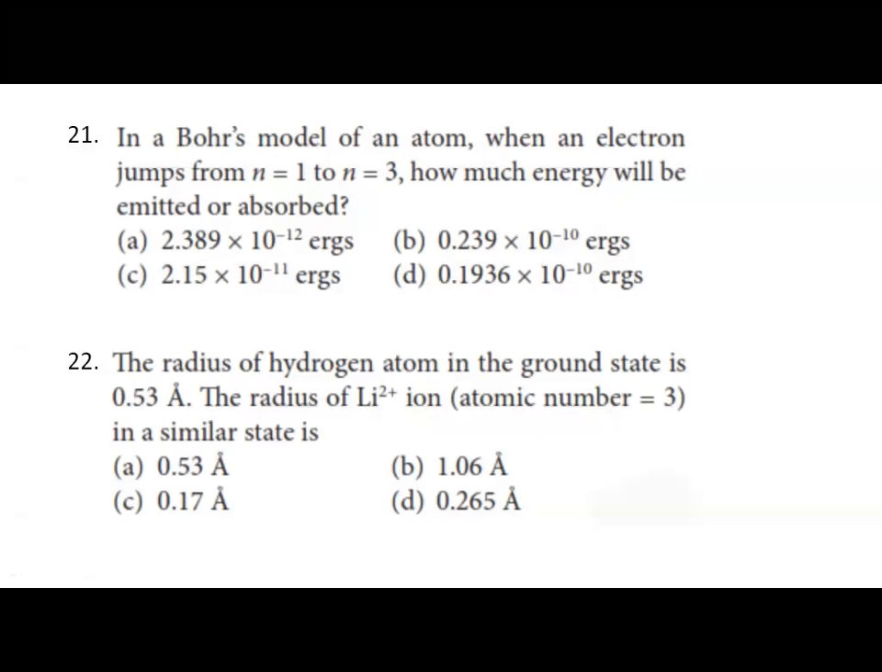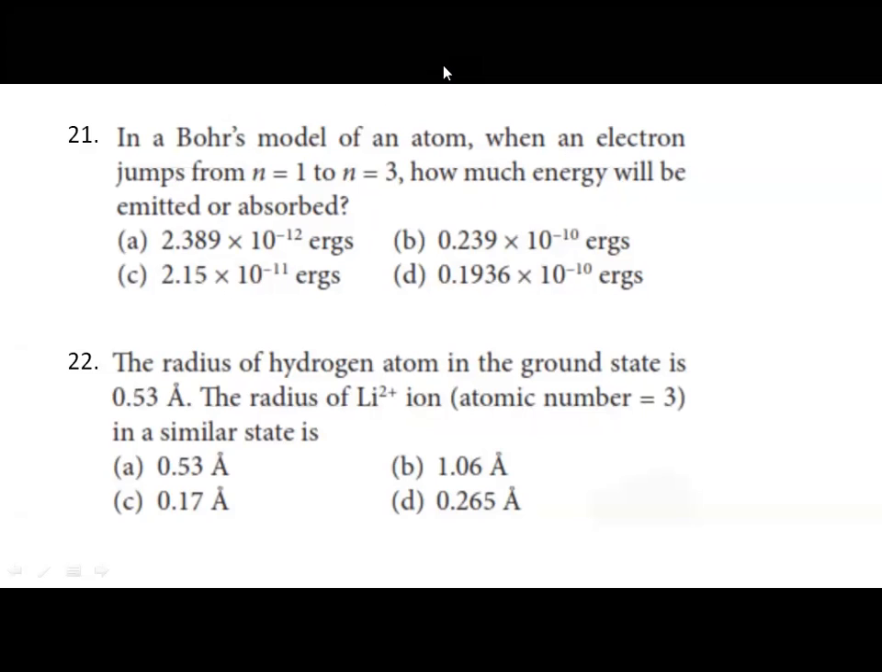So here I have the next set of questions on the topic some basic concepts of structure of atom. We have discussed around 20 questions and here I have the 21st question. In a Bohr's model of an atom, when an electron jumps from n equal to 1 to n equal to 3, how much energy will be emitted or absorbed?